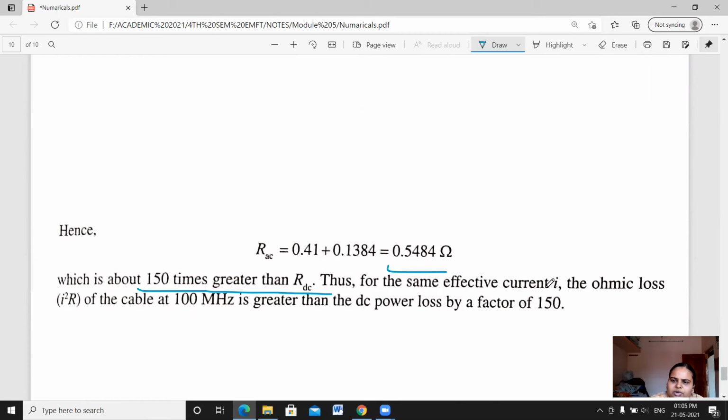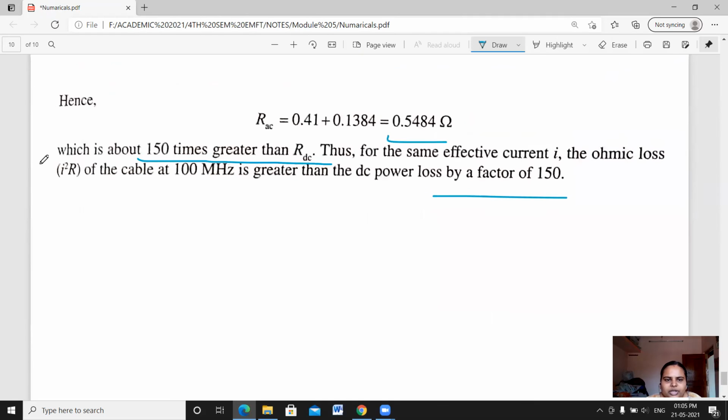Thus, for the same effective current I, the ohmic loss, that is I squared times R, of the cable at 100 megahertz is greater than the DC power loss by a factor of 150. This is the conclusion we may draw for this.